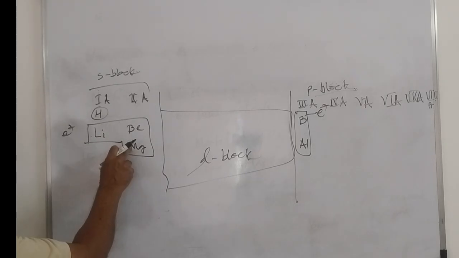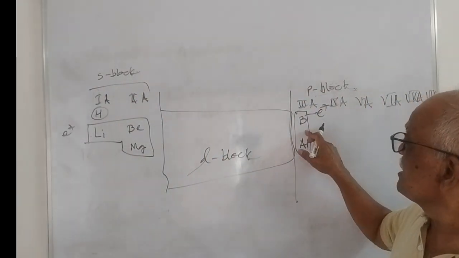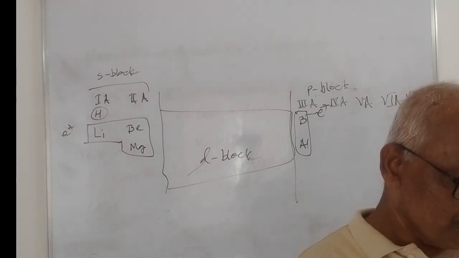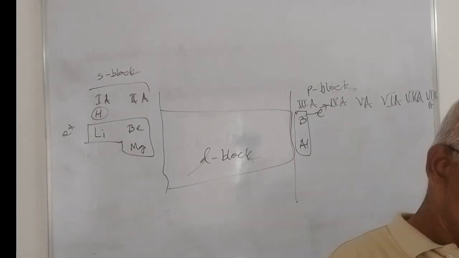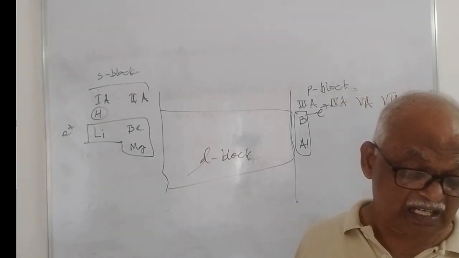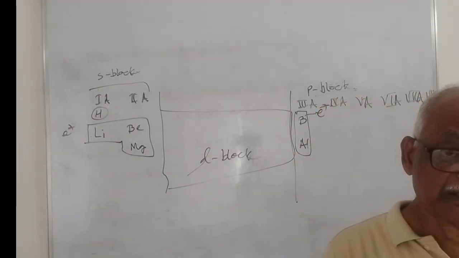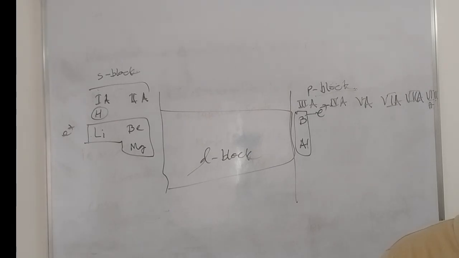So the three metals are from the S block and two metals are from the P block. So they make organometallic compounds which are electron deficient. So, therefore, electron deficient organometallic compounds.